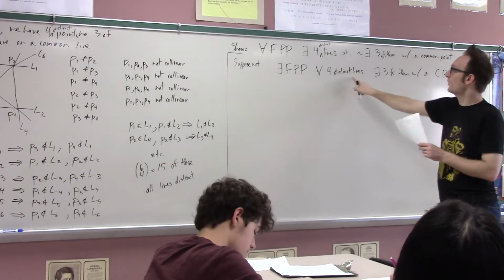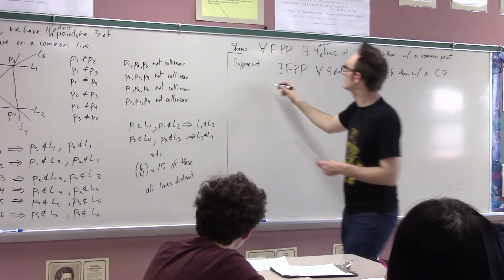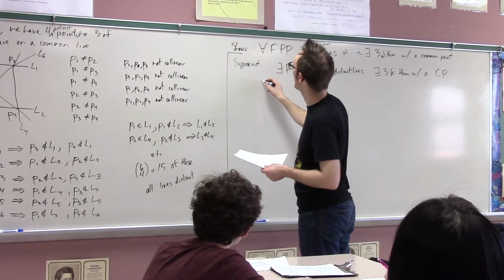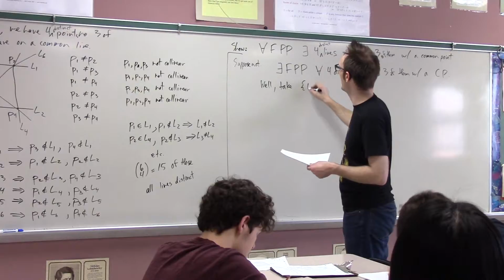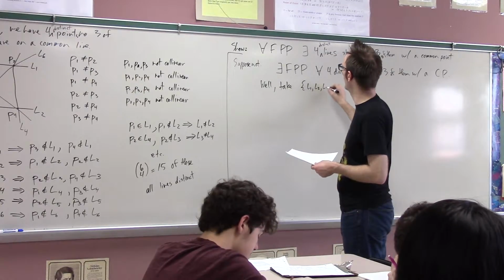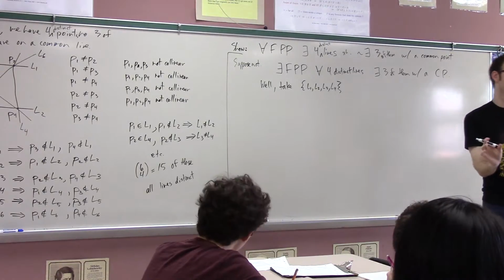Well, if this is true for any 4 distinct lines, how about our 4 lines? Right? So what I'm gonna do is take our set of lines L1, L2, L3, and L4. This is what we did last class, but I think I'm being a little more clear this time, or I hope I am.